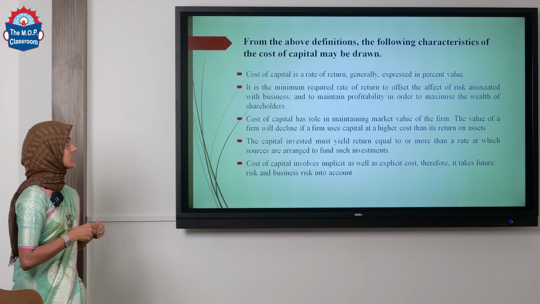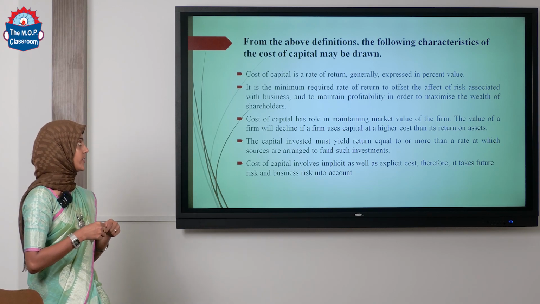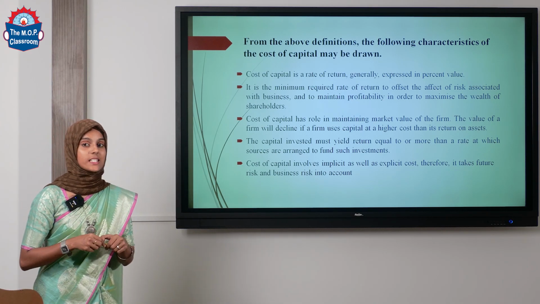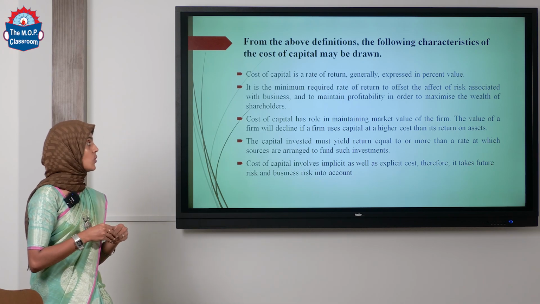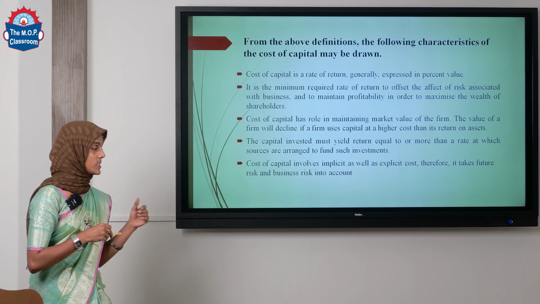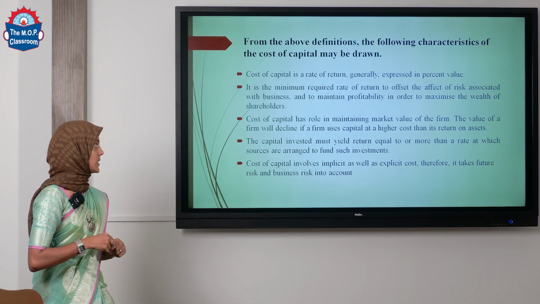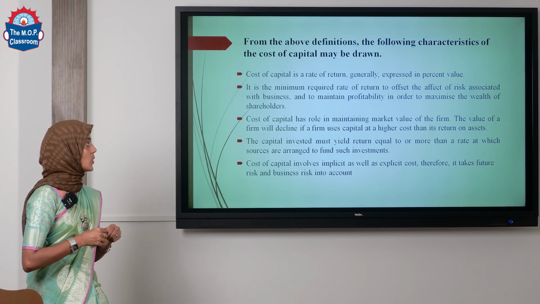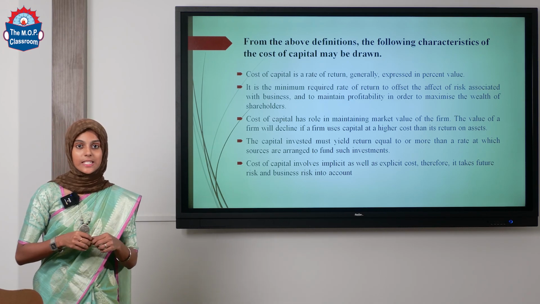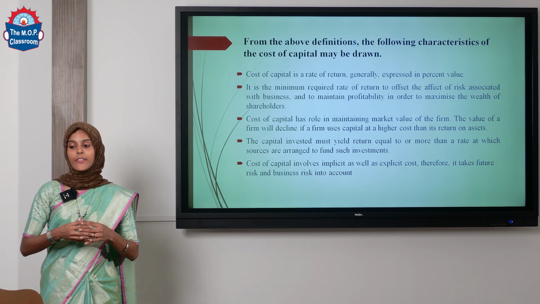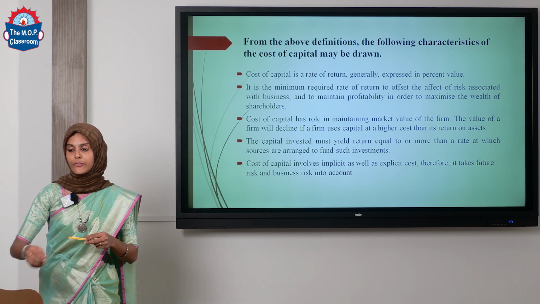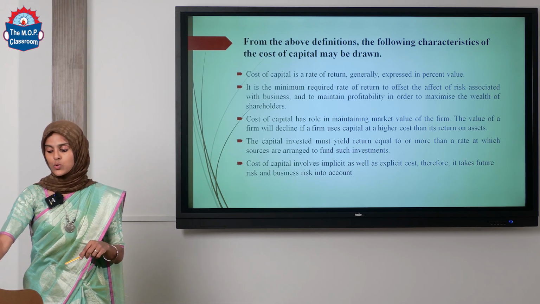Cost of capital has a role in maintaining the market value of the firm, and the capital invested must yield equal to or more than a rate at which sources are managed to find such investments. And cost of capital always involves implicit as well as explicit cost. Therefore, it takes future risk and business risk into account.